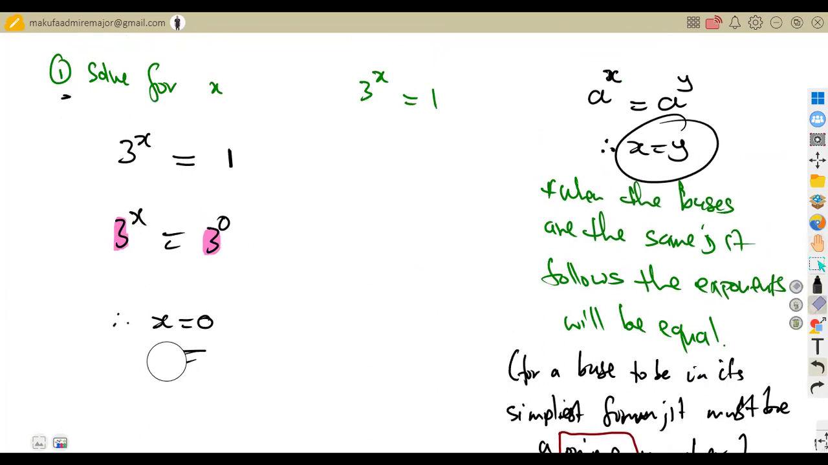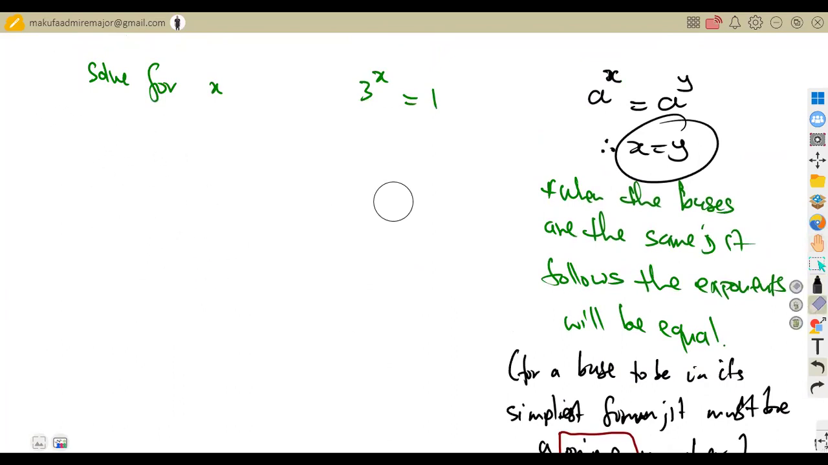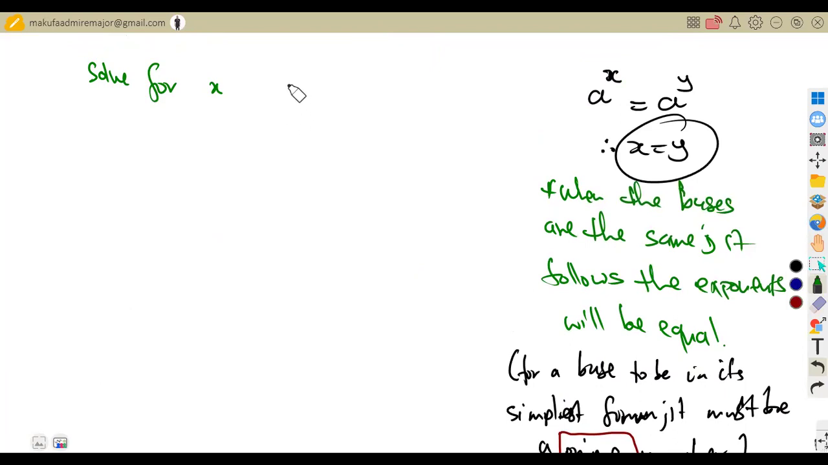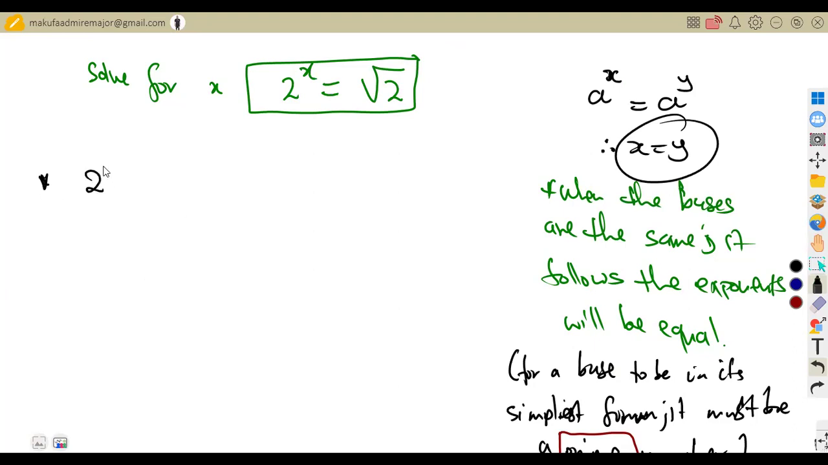All right, let us consider this question. Let us say we were given again to solve for x. We are still on solving for x, and let's say this is given as 2 to the exponent of x is equal to the square root of 2. This is what we are given, and we are supposed to solve for x. So the question is, how can we make the bases the same? 2 to the exponent of x is equal to the square root of 2.